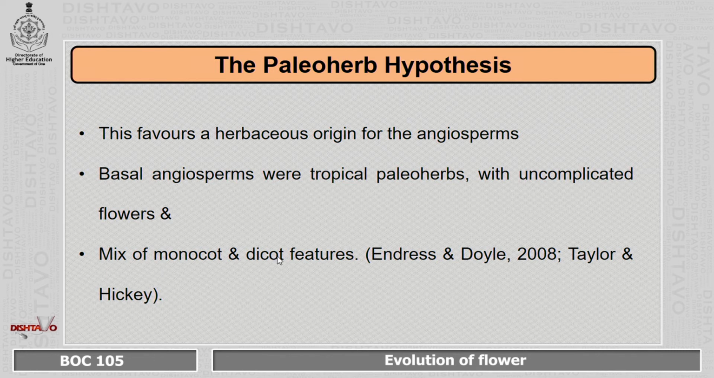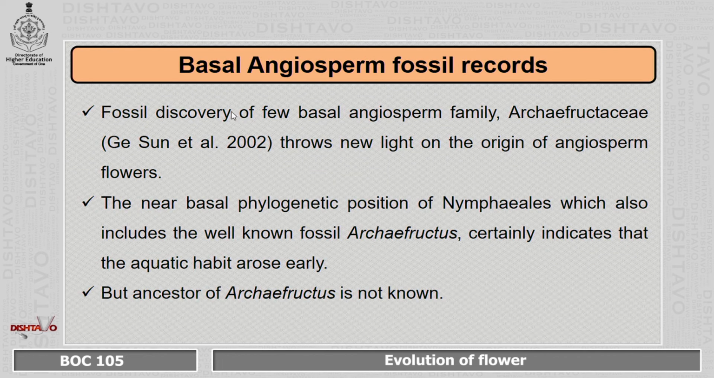Now, what does the basal angiosperm fossil record have to say? Fossil discovery of a few basal angiosperm families such as Archaefructaceae throws new light on the origin of the angiosperm flower. The near basal phylogenetic position of the Nymphaeales, which also includes the well known fossil Archaefructus, certainly indicates that the aquatic habit arose early, but unfortunately we do not know the ancestor of Archaefructus.